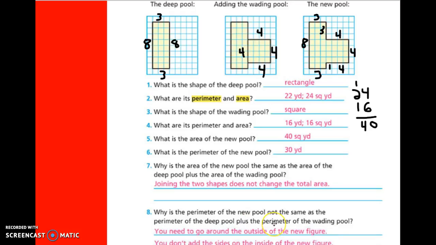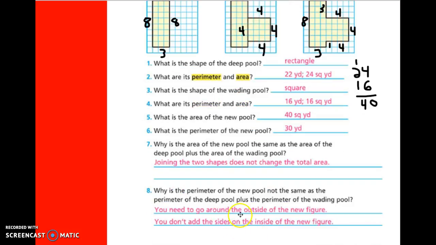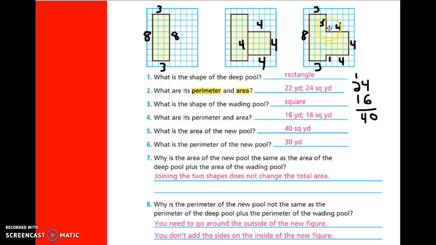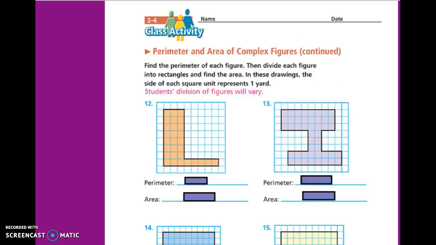And the reasoning is you need to go around the outside of the new figure and don't add the sides on the inside of the new figure. So basically we have to go around this whole outside. We're not going to count that line right there because that's not the perimeter. That's the internal or the middle part of the figure. So that kind of gives you a basic idea of how complex area works. So now we're going to go ahead and practice a couple of them.